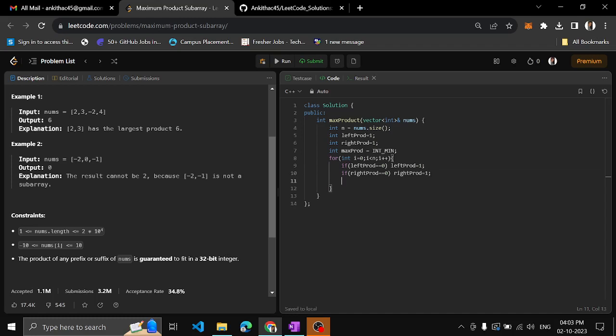After this is done, now calculate left product. So star equals to nothing but nums of I. Similarly, you find right product equal to right product star nums of I, which is in short written as star equals to nums of I. Now we have to find the max product equal to max of max product, comma, again max of right product, comma, left product. Since it can't take 3 parameters in one, we will assign it like this. So yes, we can return the max product.